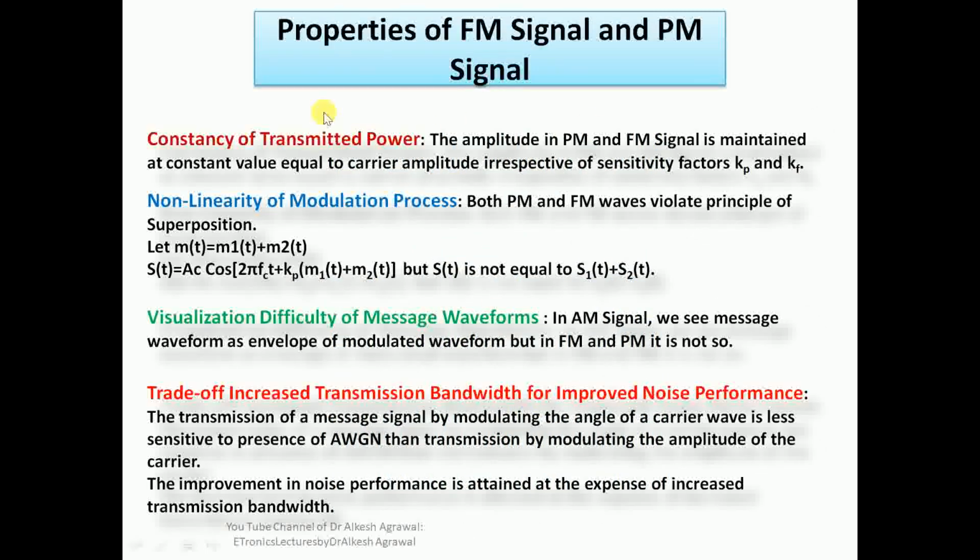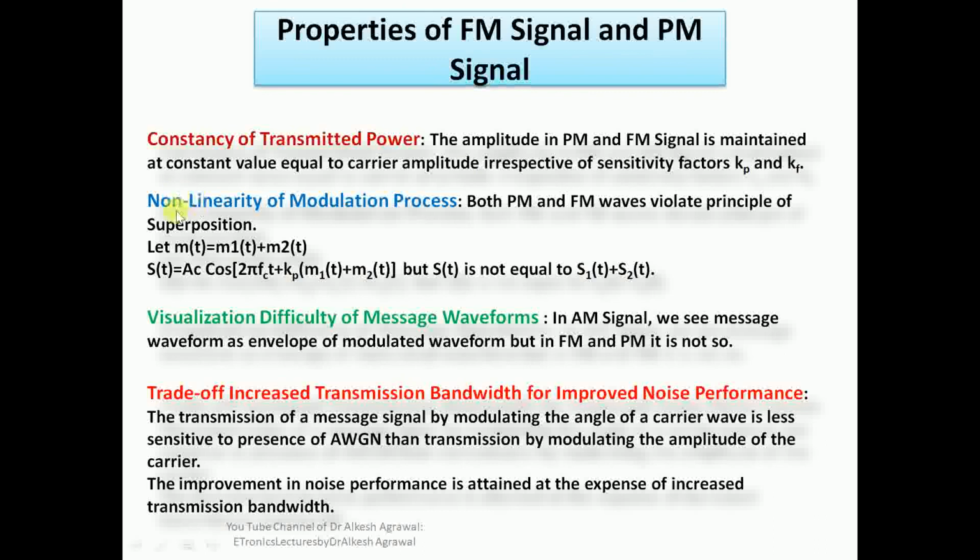Now there are certain properties of FM signal and PM signal. The first is that the amplitude in phase modulation and frequency modulation signals is maintained almost at a constant value, equal to the amplitude of the carrier signal, irrespective of the sensitivity factors Kp and Kf. So this is the advantage in PM and FM: there is no variation in the amplitude and it is fixed, as compared to the amplitude modulated signal where there are variations in the amplitude.